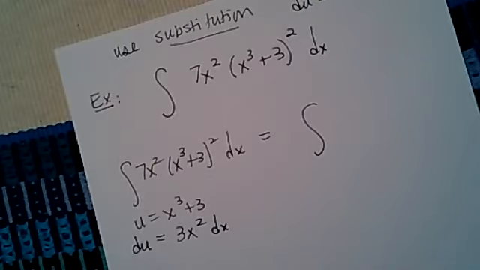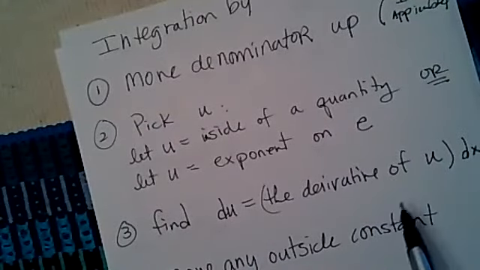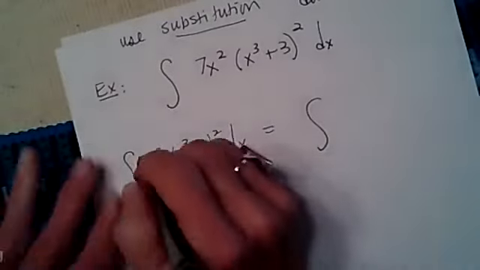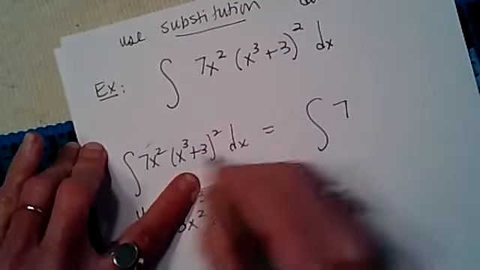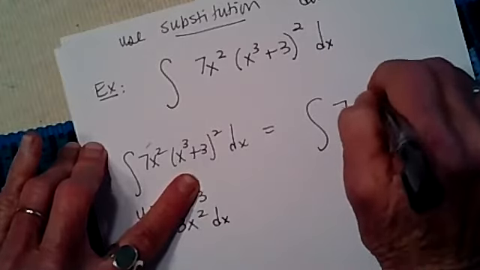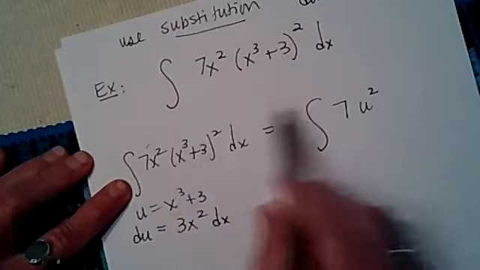All right, so let's see if my steps make sense. Find the derivative. Move any outside constant terms over. So I've got this 7. I'm going to go ahead and move that over, and I already have u squared. So I move my 7 over, and I have this quantity squared.